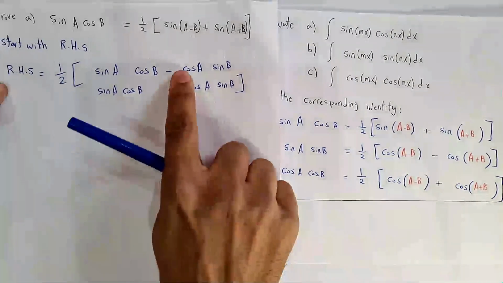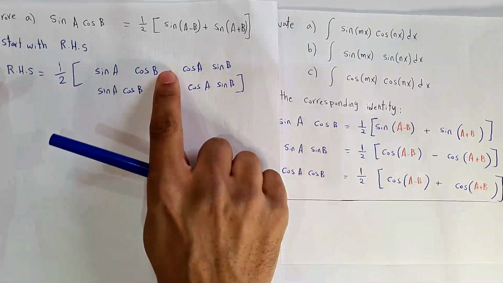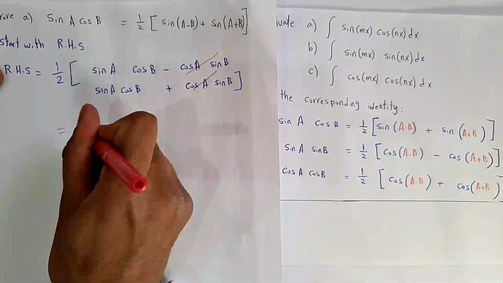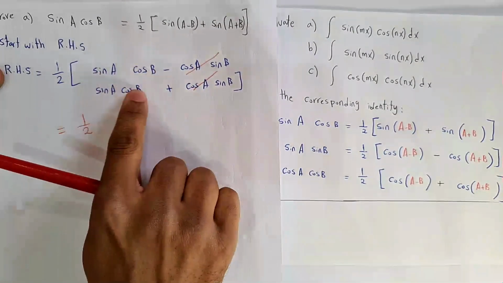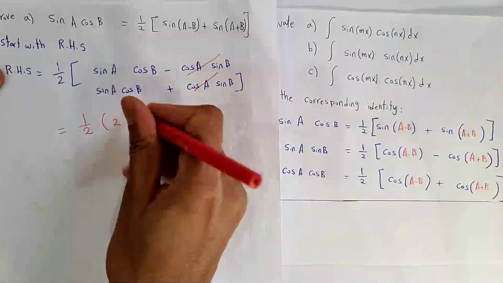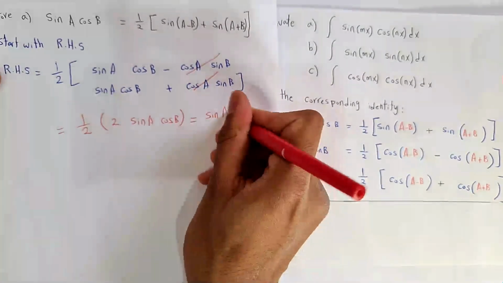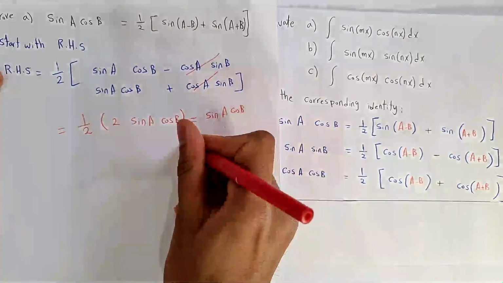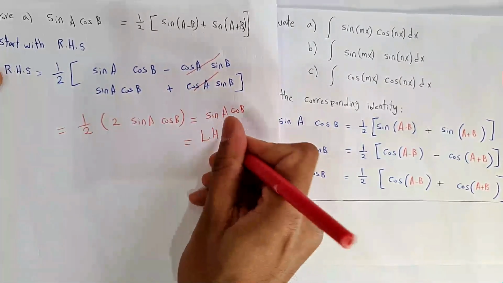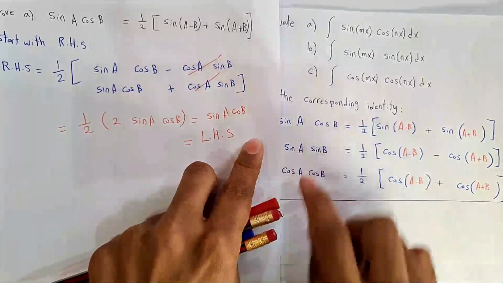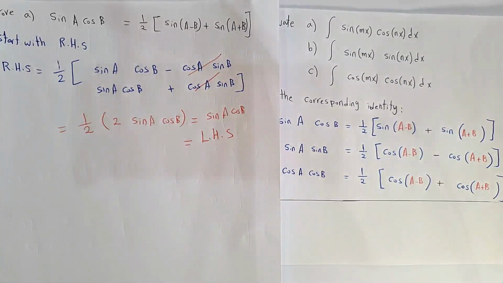Now look here. This term is equal to this term, but one of them with a minus and the other one with a plus, so they will cancel each other. So I am left with half. This term plus itself will be twice itself. 2 with 2, so we end up with sine A cosine B, which is nothing but the left hand side, which is this one. I advise you to do the proof for part B and C so that in the exam you will not miss it.